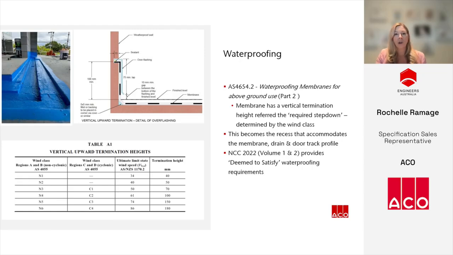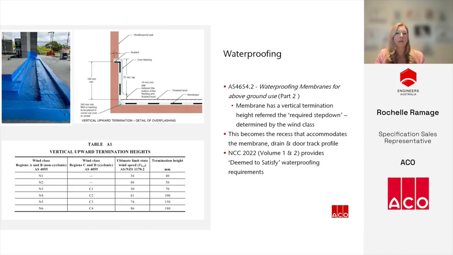The National Construction Code provides comprehensive deemed to satisfy, or DTS, provisions for waterproofing across both Volume 1 and Volume 2. The DTS provisions establish exactly which elements must be waterproof, so impervious to moisture, and which must be water resistant, capable of resisting moisture without damage.